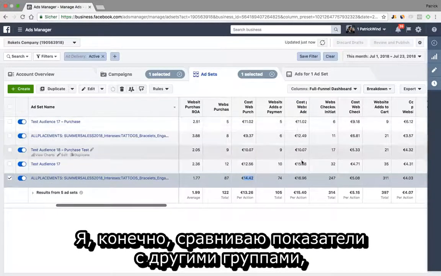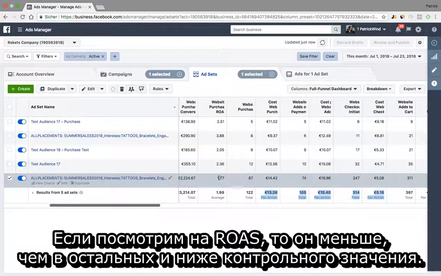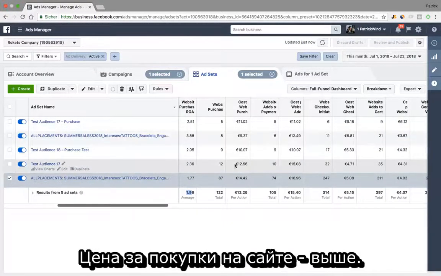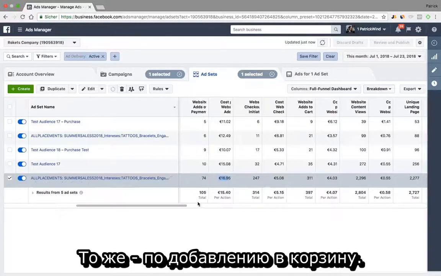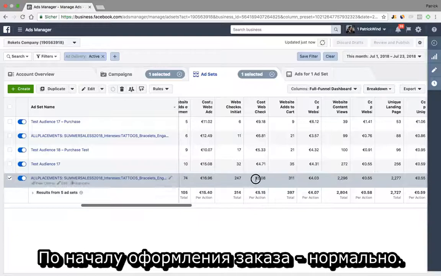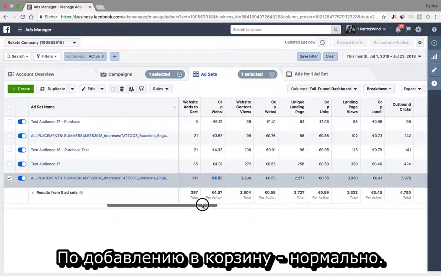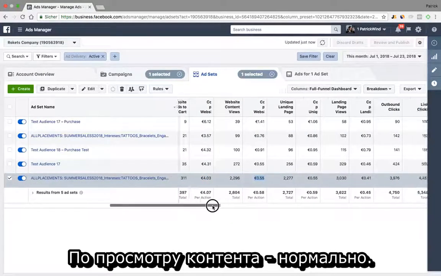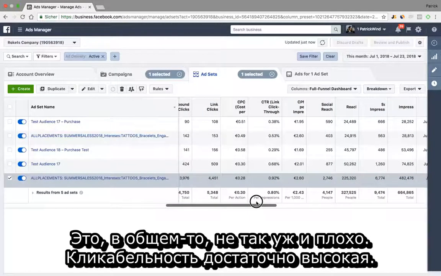So I take a look in comparison to the specific other ad sets, but I always compare this number to the benchmark down here. If I take a look, the ROAS is lower than in all the others and lower than the benchmark. The cost per website purchase is higher, and higher than the benchmark. The same with the add to cart. When it comes to initiate checkout, we are okay. When it comes to add to carts, we are okay. When it comes to content views, we are okay. But we have very high volume here, so that is actually not that bad.